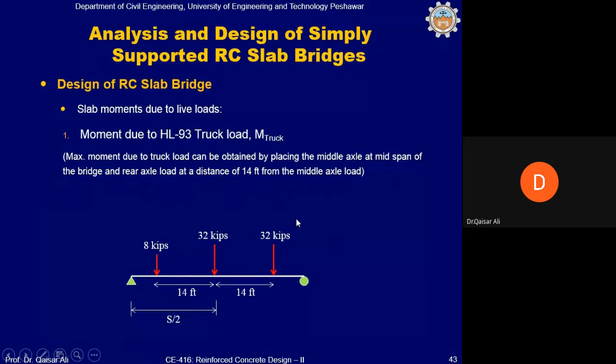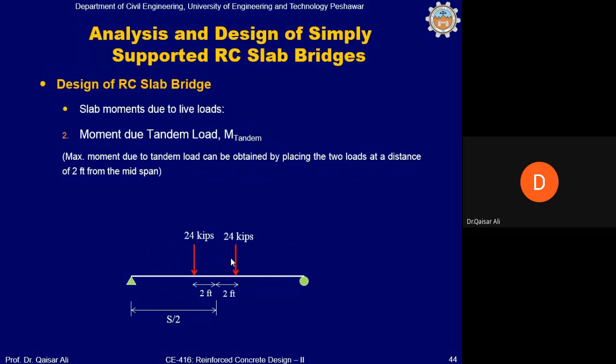The middle axle load is shown in this figure. As you can imagine, you will have to use several different spacings between these loads in order to obtain maximum bending moments. But generally speaking, if you place the middle axle at the midspan of the bridge and the front and rear axle at 14 feet, then you will get the maximum bending moment at the midspan.